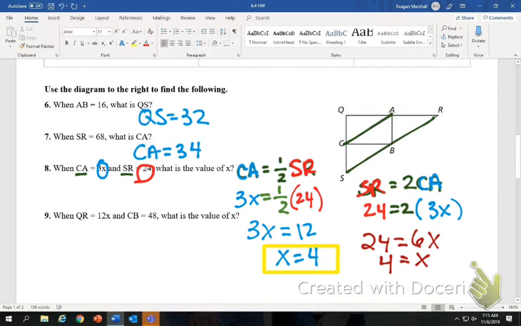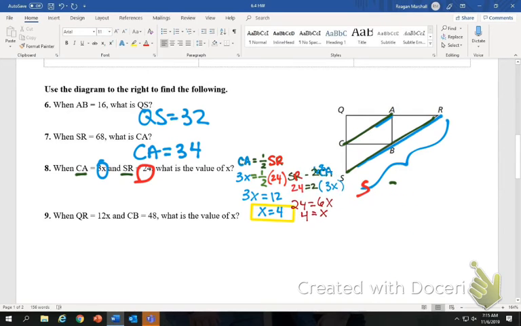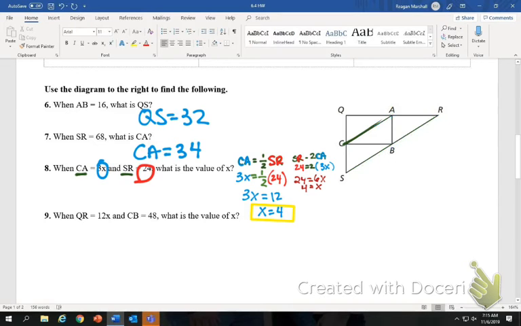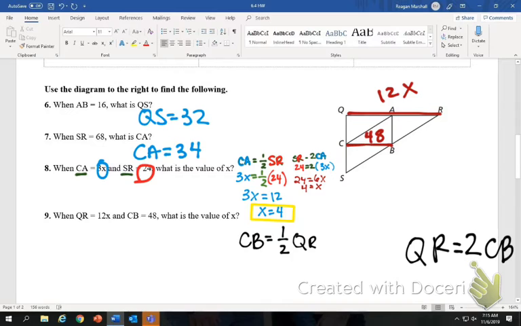So I will shrink these so we can move on to the next one. Alright, and then we'll do the last one on this page. It says QR is 12x. CB is 48. So again, there are two different ways to do this. The length of CB is half the length of QR, or QR is double, so 2 times CB. Both will get you the correct answer.